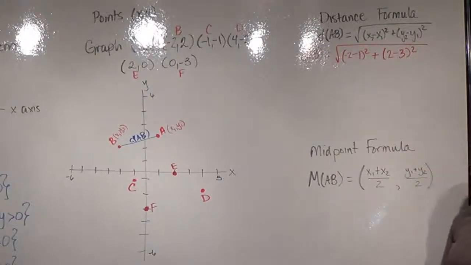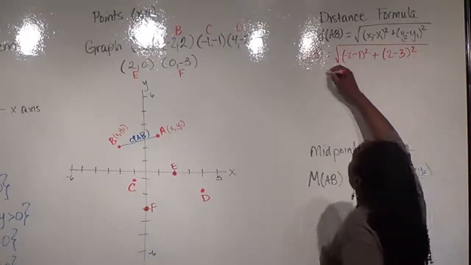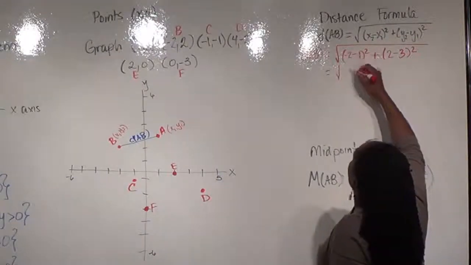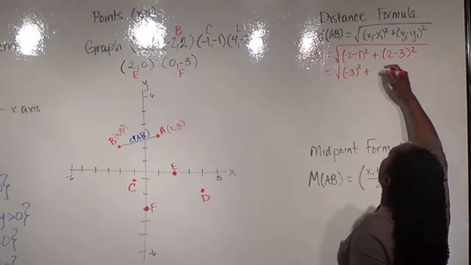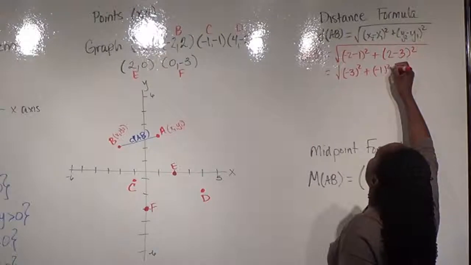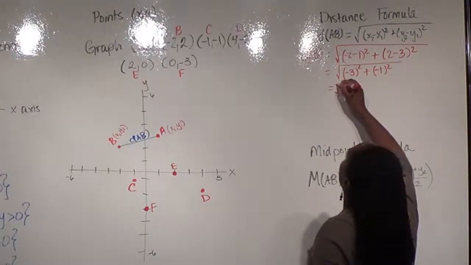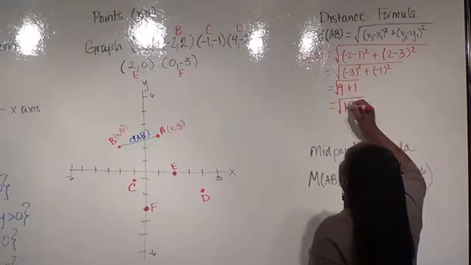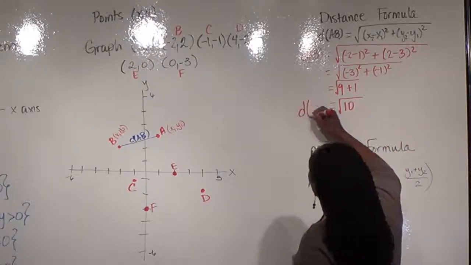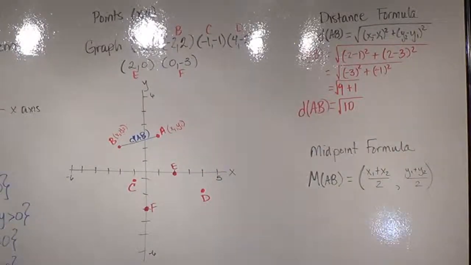And so I'm just going to simplify that expression. Now again, remember, to simplify, we're going to use our order of operations. So -2 minus 1 looks like a -3 squared. Over here looks like a -1 squared. Remember, squaring those, that's just the square root of 9 plus 1, or the square root of 10. So my distance between my points A and B is just going to be the square root of 10.